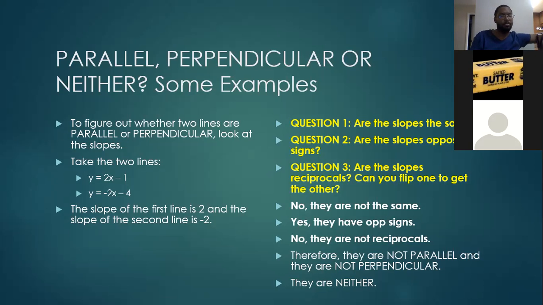Then the question that I have is, are they opposite signs? Well, yes. One's positive, one's negative. Okay. Now, the third question, question number 3, is: are they flipped on each other? Can I flip a 2 to get a 2? No. If I flip 2, I get 1/2. So they're not flipped.